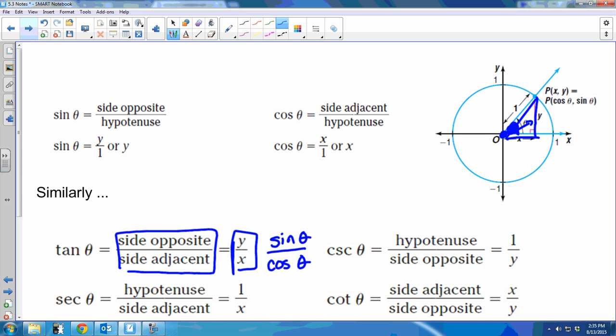If you know those three things, then you can find all the reciprocals. Cosecant is the reciprocal of sine, so 1 over y. Secant is the reciprocal of x, so 1 over x. You're just going to be flipping over those values through the reciprocal. And cotangent is x over y or cosine over sine. So today, all we're going to do for learning target six is use that circle to answer questions. Okay?